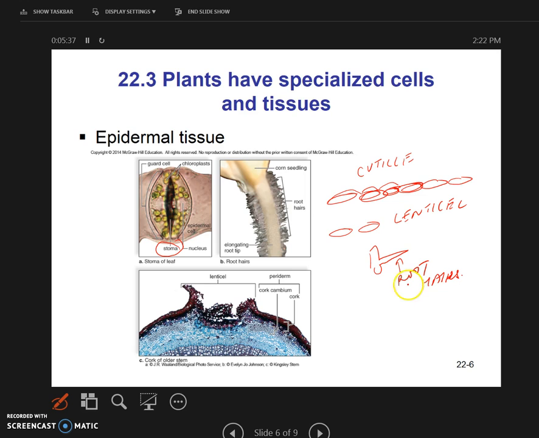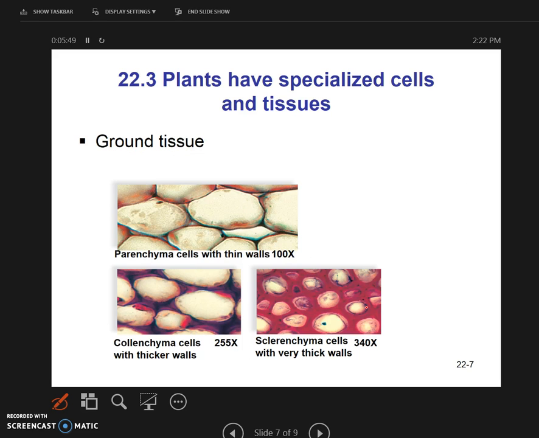And finally, the epidermis is replaced by the dead cork, and this is seen only in mature tree trunks. We'll talk about that later. All right? Ground tissue made up of parenchyma, collenchyma, sclerenchyma. So remember, the ground tissue, the main function is they fill up spaces.